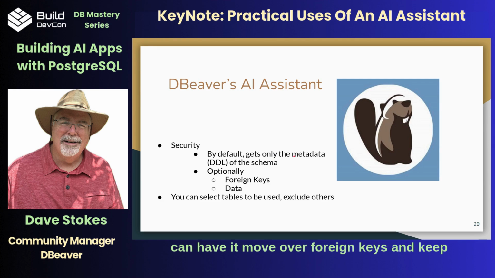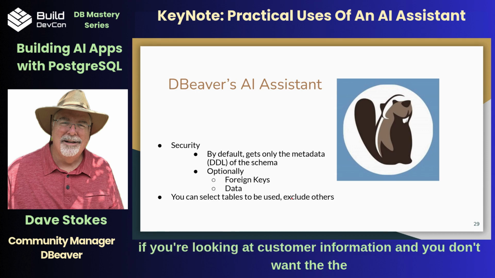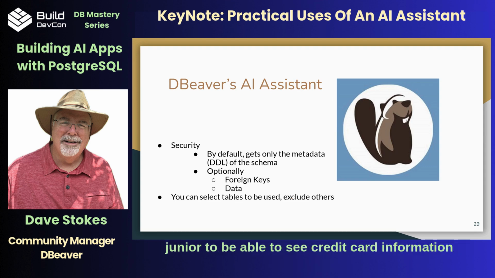You can have it move over foreign keys and keep that out of there. You can also say, okay, you don't get any of the data, you just get the schema. But if you want it to work better, it helps if you give it some sample records. You can exclude tables, filter them out. So if you're looking at customer information and you don't want the junior to be able to see credit card information, you can filter that away from them.